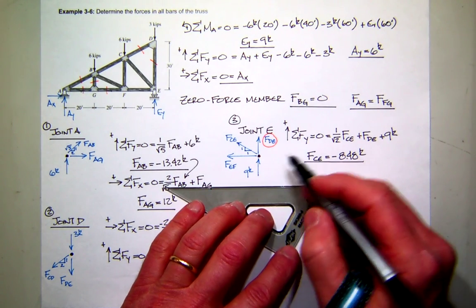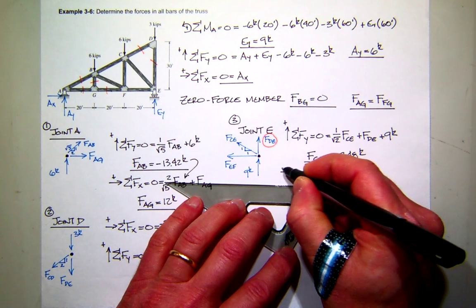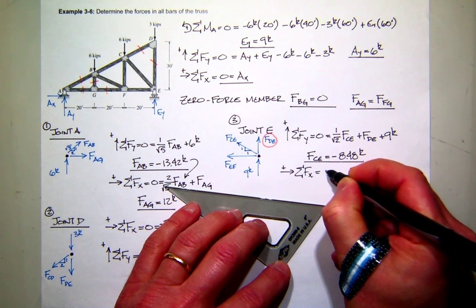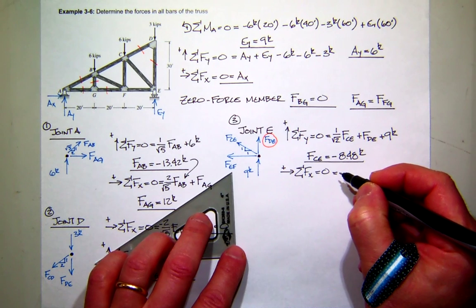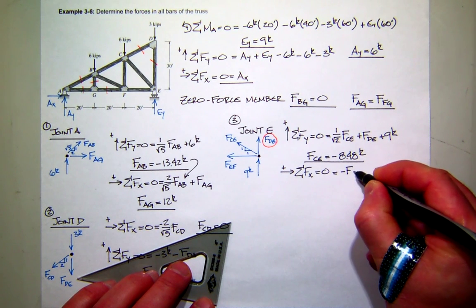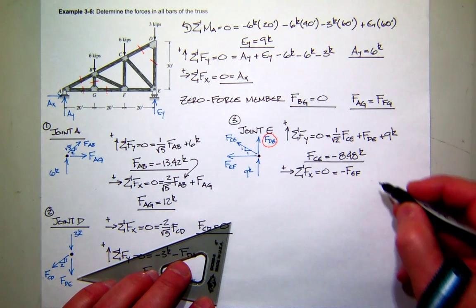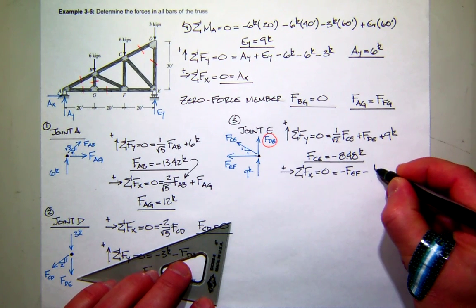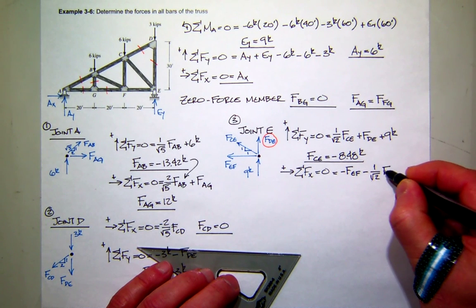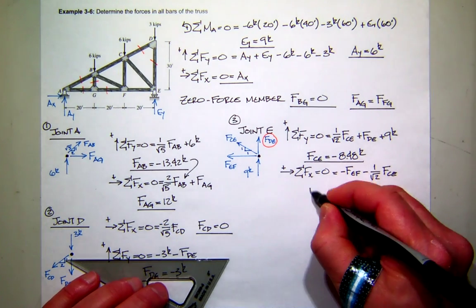Now that we have the CE, we can go back now and sum forces in the x direction and find EF. So let's start. EF is to the left, so that's negative. And then we need the x component of CE, which is also negative. The x component is 1 over the square root of 2 times the value FCE. So it looks like that.